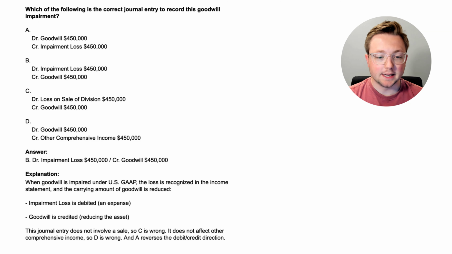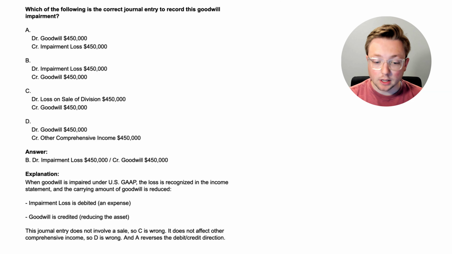Okay, here we are. The answer is B. You debit impairment loss, $450,000. You credit goodwill, $450,000. Pretty simple. Let's go through this. When goodwill is impaired under US GAAP, the loss is recognized in the income statement, and the carrying amount of goodwill is reduced. So the impairment loss is debited because that's an expense, and you credit goodwill to reduce the goodwill asset. That's the basic journal entry that you do here when you have an impairment loss for goodwill.